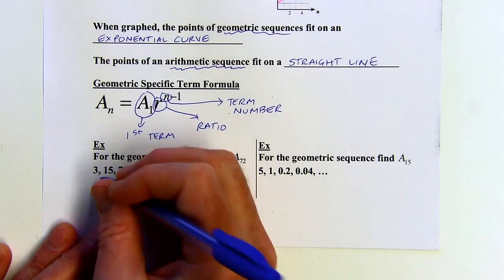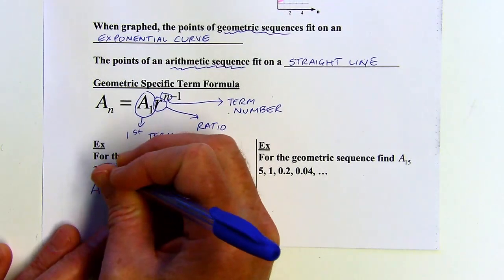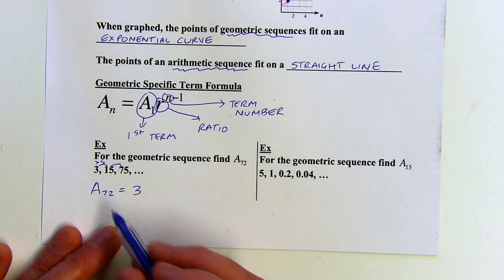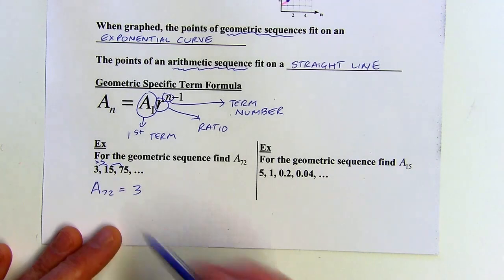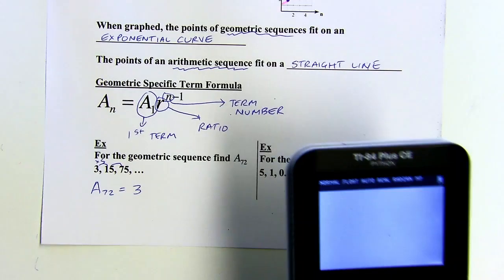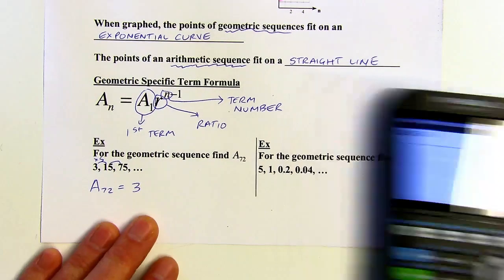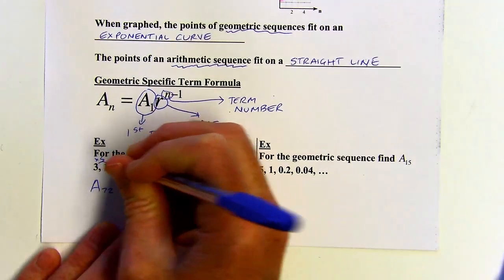The ratio I need to figure out. I should have left myself a little space. But I'm thinking, what am I multiplying by to get from term to term? So it looks like 5, right? We're multiplying by 5 to get from 3 to 15. And let's just double check. 15 times 5 does equal 75. So then I know my ratio is 5.